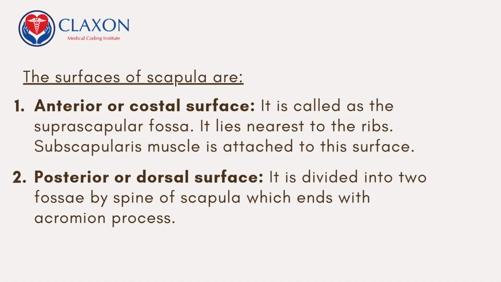1. Anterior or costal surface, which is called the subscapular fossa. It lies nearest to the ribs. Subscapularis muscle is attached to this surface. 2. Posterior or dorsal surface, it is divided into 2 fossae by the spine of scapula which ends with the acromion process.